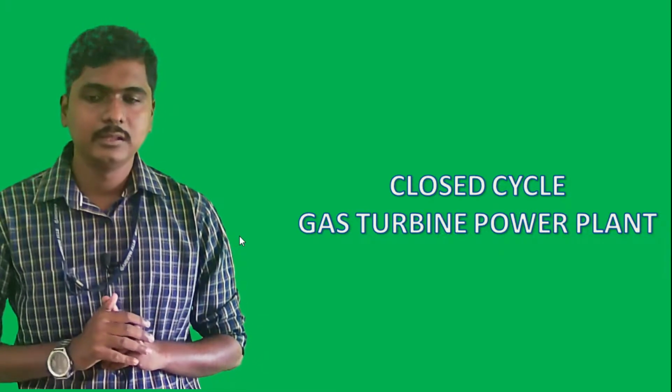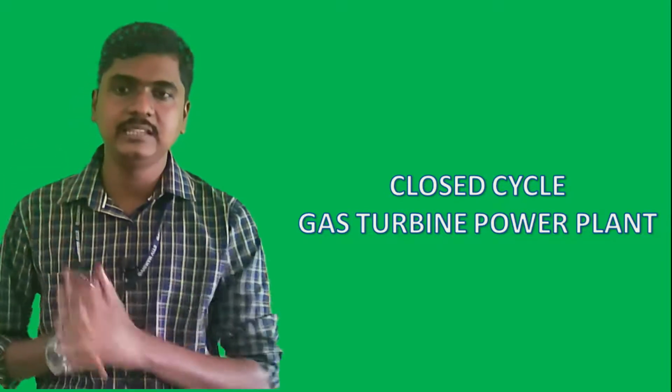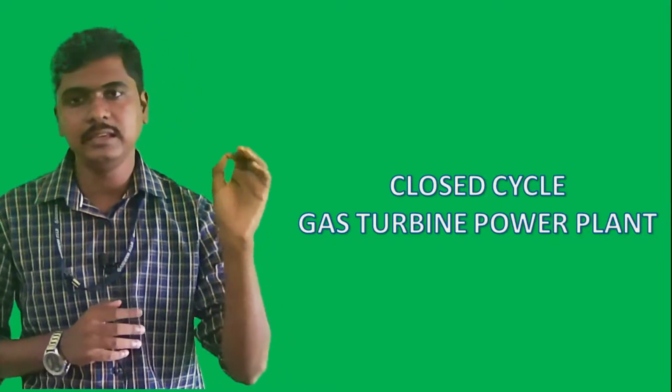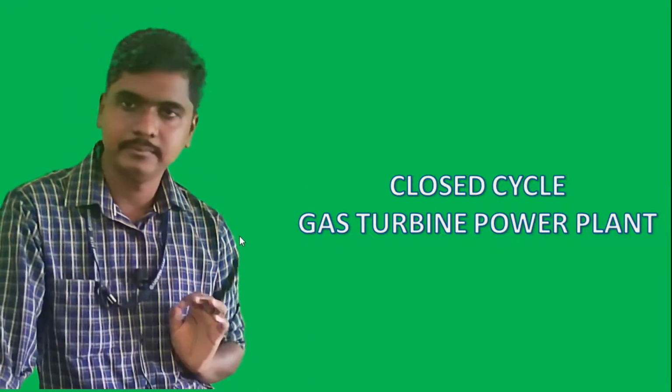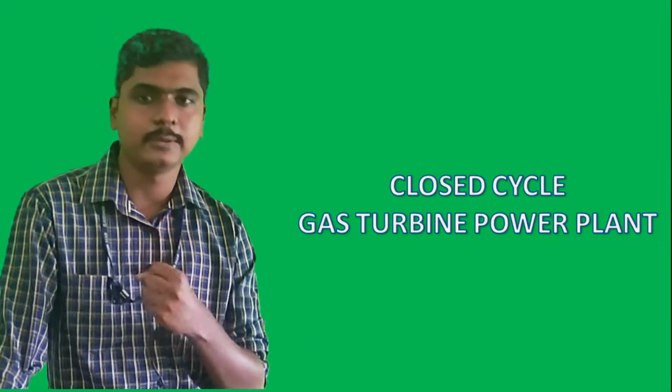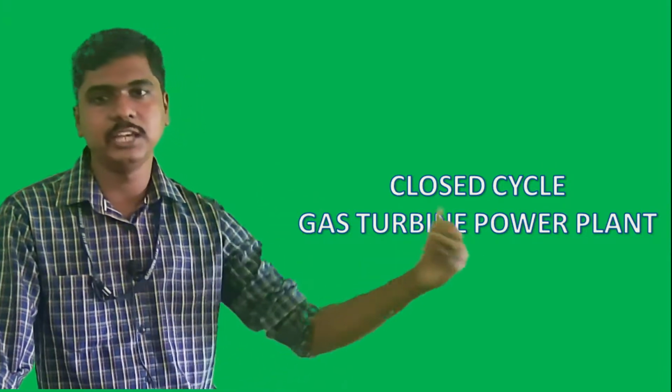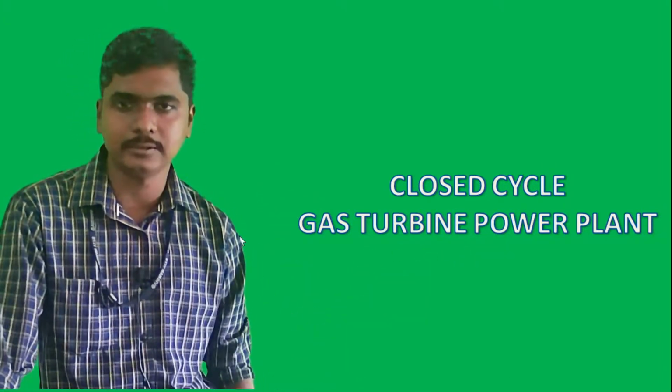Second thing is, in case of an open cycle gas turbine power plant, only atmospheric air can be used as a working fluid, because we are drawing the air from the atmosphere and we are leaving the exhaust from the turbine to the atmosphere.